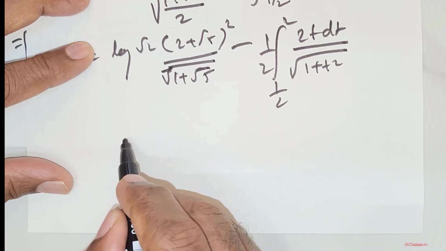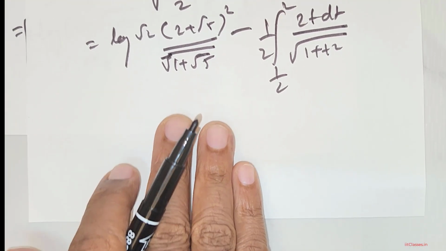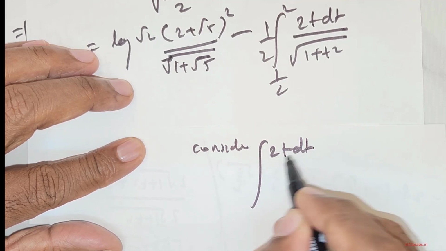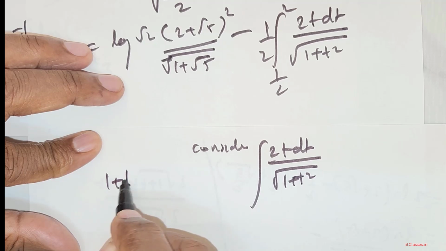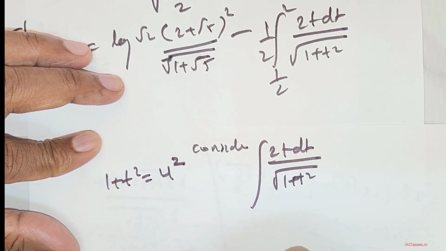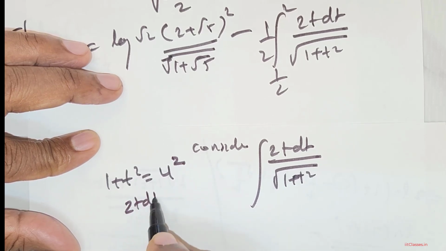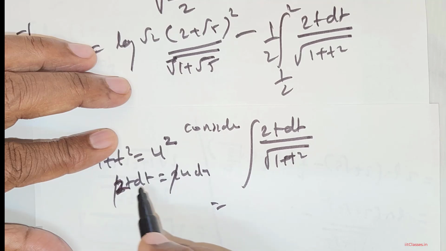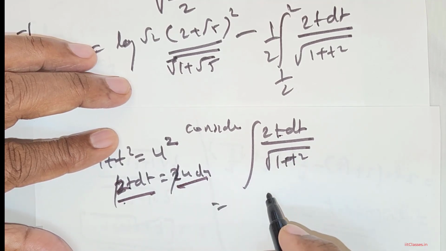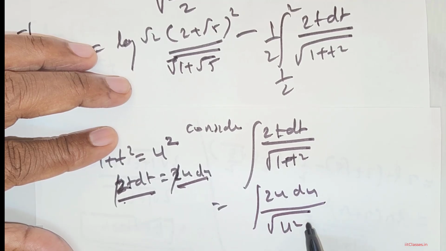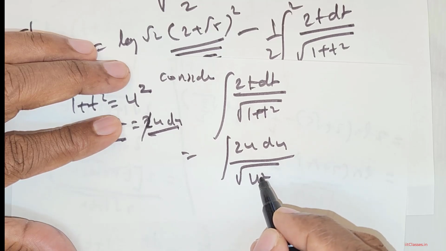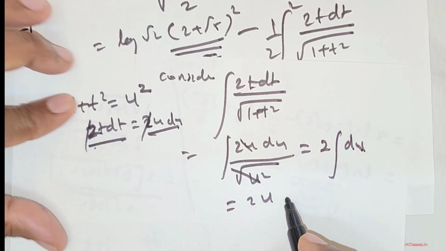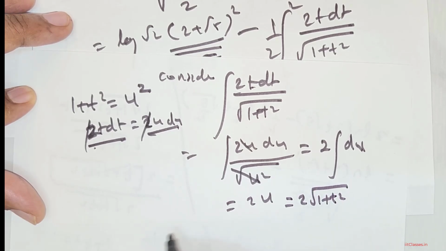Now let me consider this integral. I'm going to consider the integral of 2t dt divided by root of 1 + t². So I take 1 + t² to be some u². So this is going to be 2t dt is equal to 2u du. 2 gets cancelled. So in fact I don't know, I have to cancel it, I'll just retain it as it is. So in place of 2t dt, I will place just 2u du divided by root of u². So root of u² is u. So this u gets cancelled with this u, giving us 2 times the integral of du, which is going to be 2 times u, which is going to be 2 times the root of 1 + t².